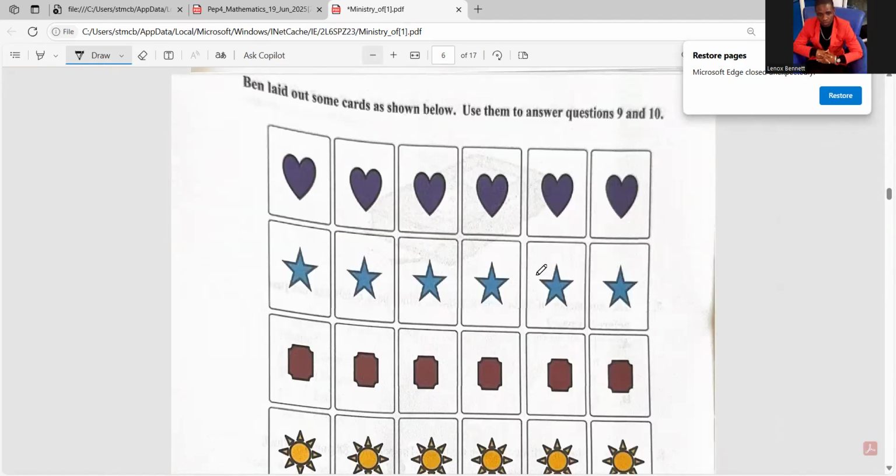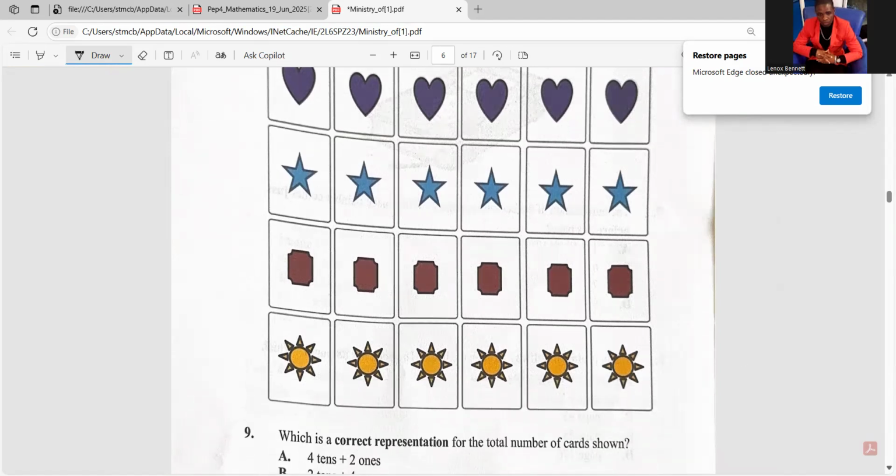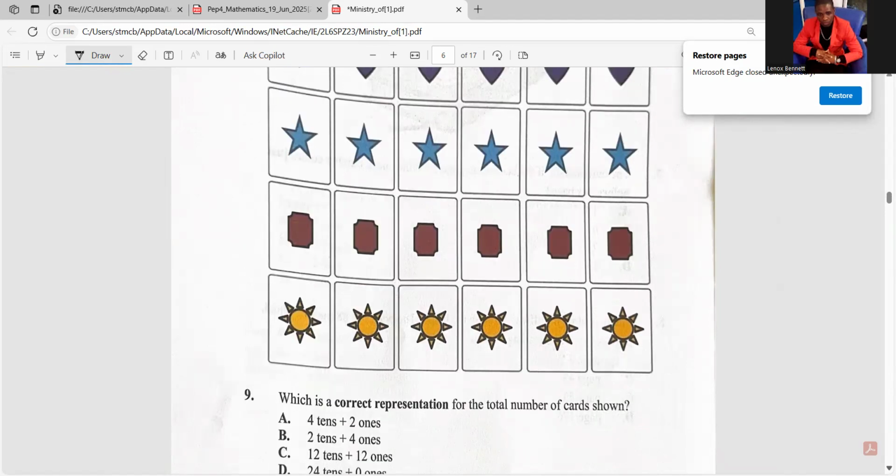Ben laid out some cards as shown below. Use it to answer question 9 and 10. Which is a correct representation for the total number of cards shown?